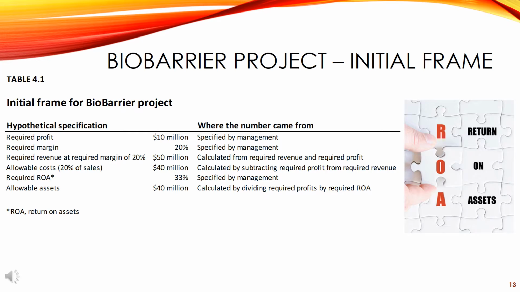We know, for example, that the company leaders wanted a minimum ROA of 33% and a minimum operating margin of 20%. 3 of the input variables in the initial frame have been provided by management. The remaining portion of the table can be calculated from just these 3 variables, using the calculation methodology that is described in the table. So what conclusions can one draw from reading this table?